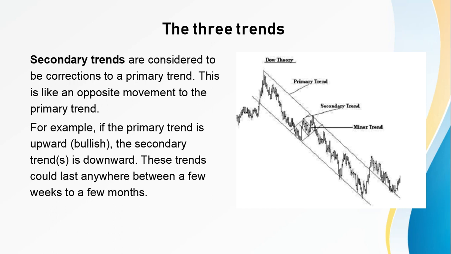Now let's look at the second trend. The secondary trends are considered to be corrections to a primary trend. This is likely an opposite movement to the primary trend. For example, if the primary trend is upward or bullish, the secondary trend is downward. These trends could last anywhere between a few weeks to a few months. Again, in the image beside, we have an example of the secondary trend.